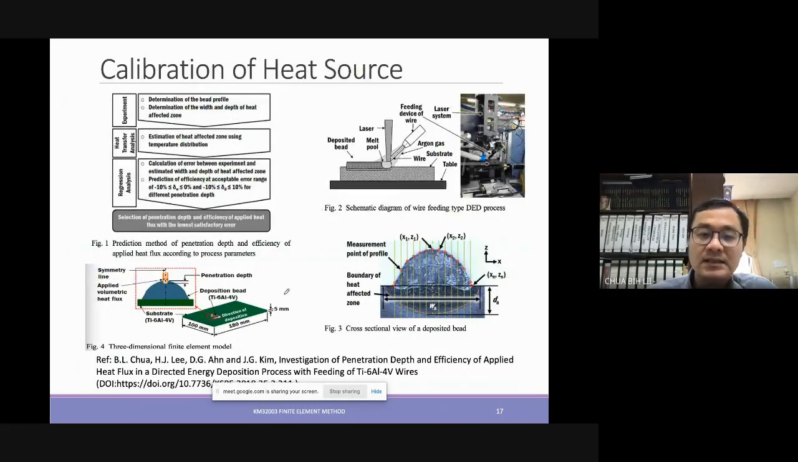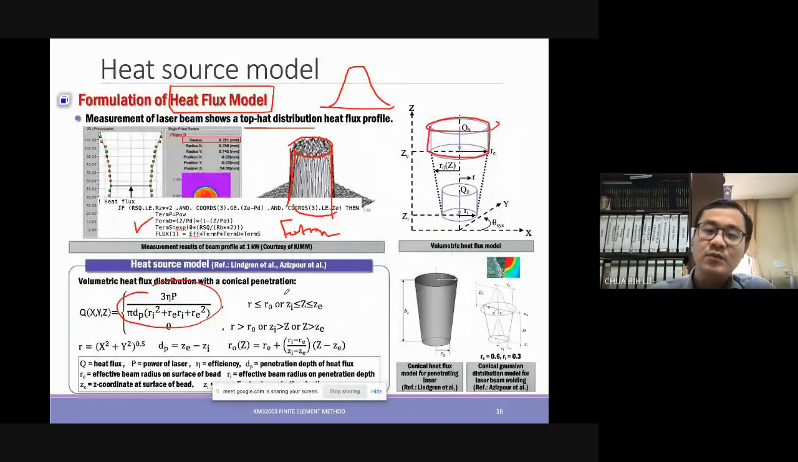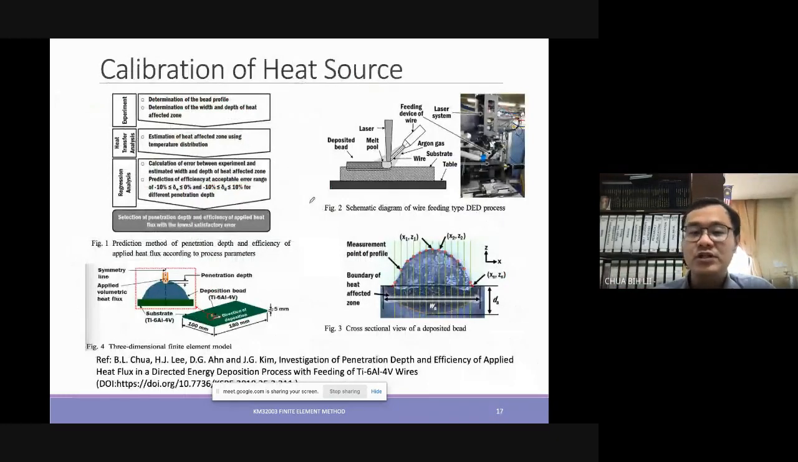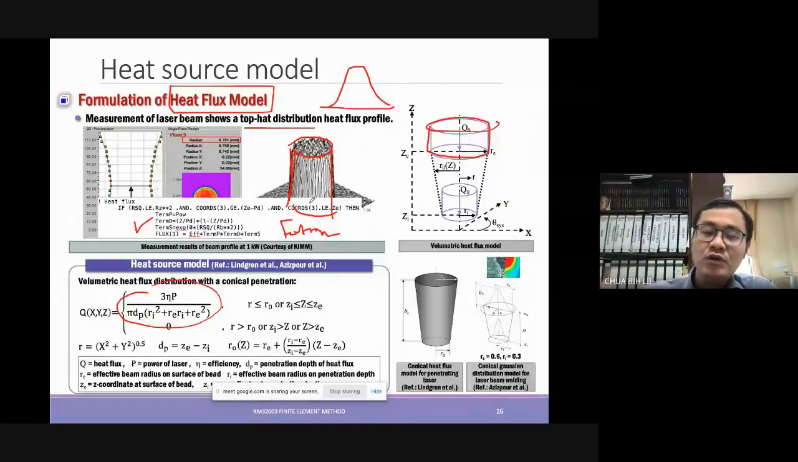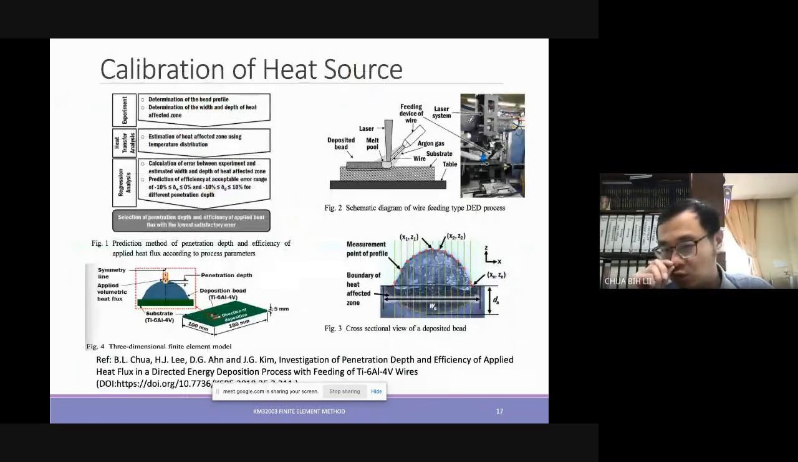So again, this is another application: once we get the heat source model, once we get the heat flux model, what we can do is calibration, because this model is still theoretical. Theoretically it works this way, but we still need to do some kind of calibration, meaning we do an experiment and then we do an analysis using the finite element model. This is a deposition of one bead on a titanium 64 substrate, using a titanium 64 wire.